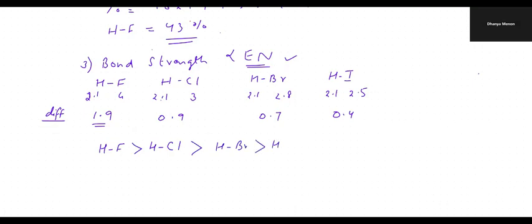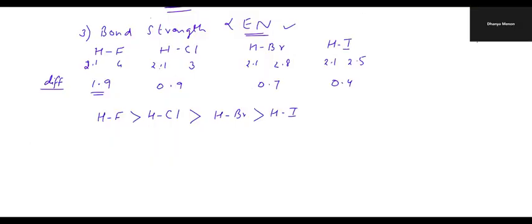If they have asked you in decreasing order, the other way around, right? Now, this is how you apply these values. Okay. Now, this is the decreasing order of the bond strength. HI has the weakest bond.